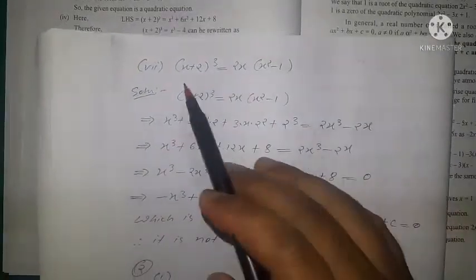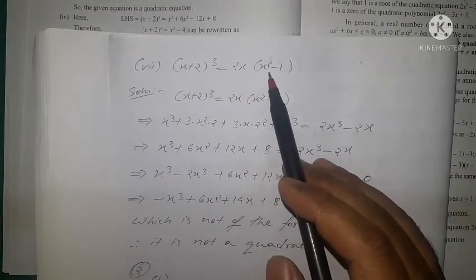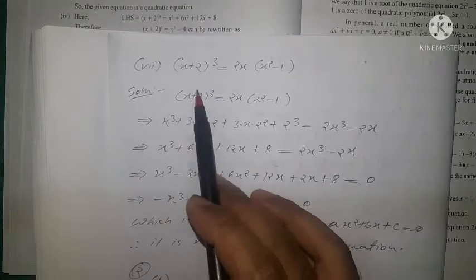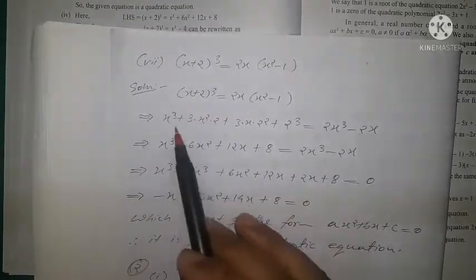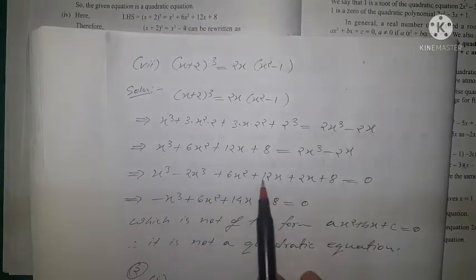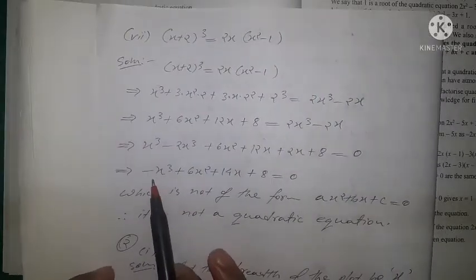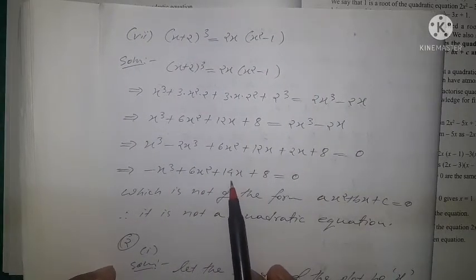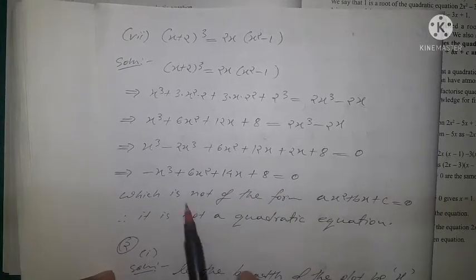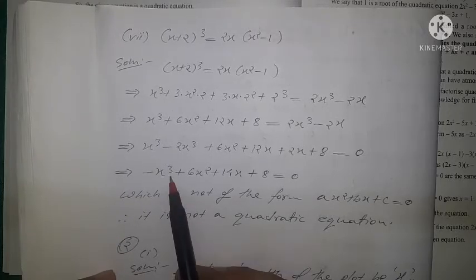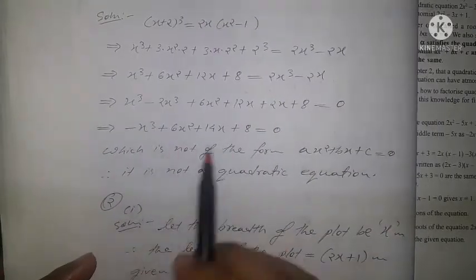So let's take question number 7: (x + 2)³ = 2x(x² − 1). We expand this using the (a + b)³ formula. After expanding and a little bit of simplification, we get −x³ + 6x² + 14x + 8 = 0. As we can see, this is a cubic polynomial. Hence this cannot be a quadratic equation because the degree of this polynomial is 3.